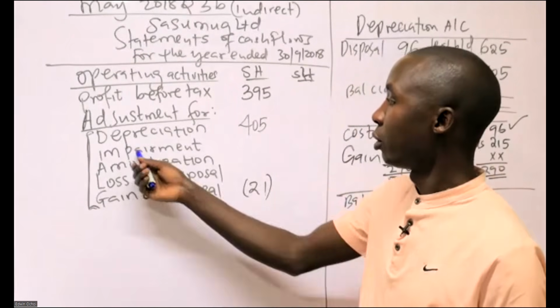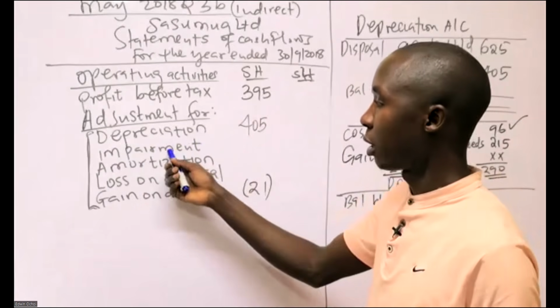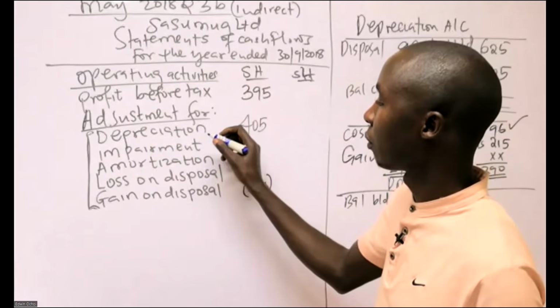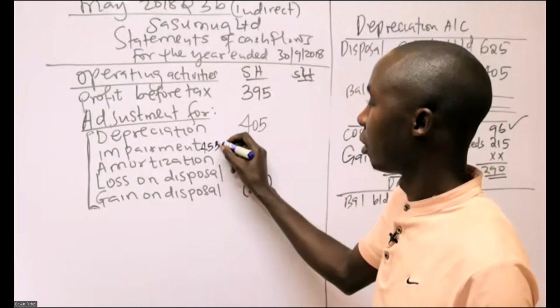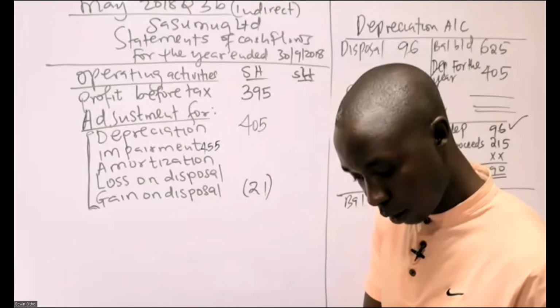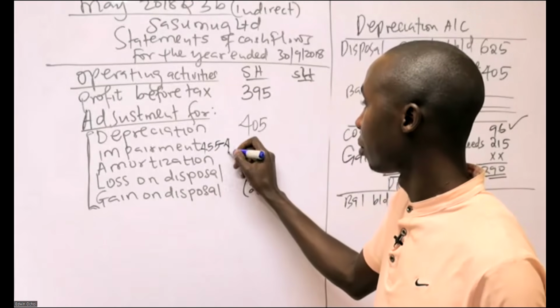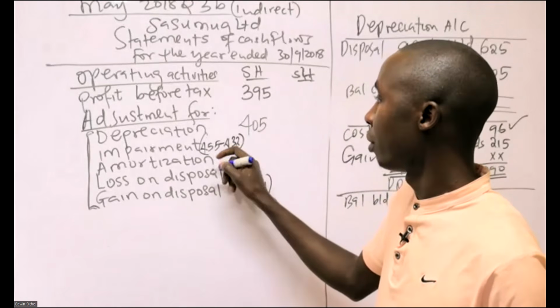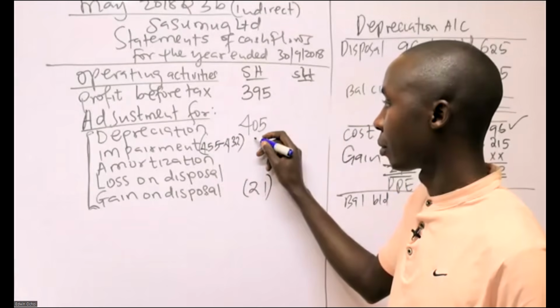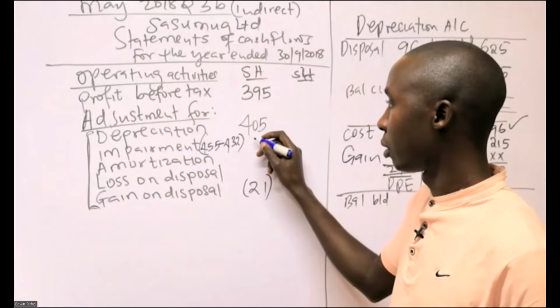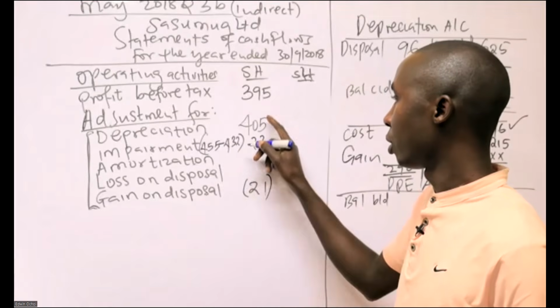So for impairment, you have to check for goodwill. From the non-current assets, there's a decrease from 455 to 432. So that is the impairment. So the difference is, Faisal, you have said 23. And that one you add back.